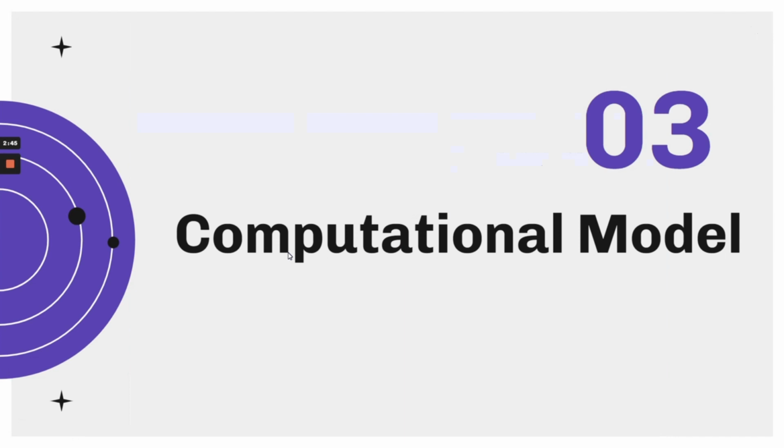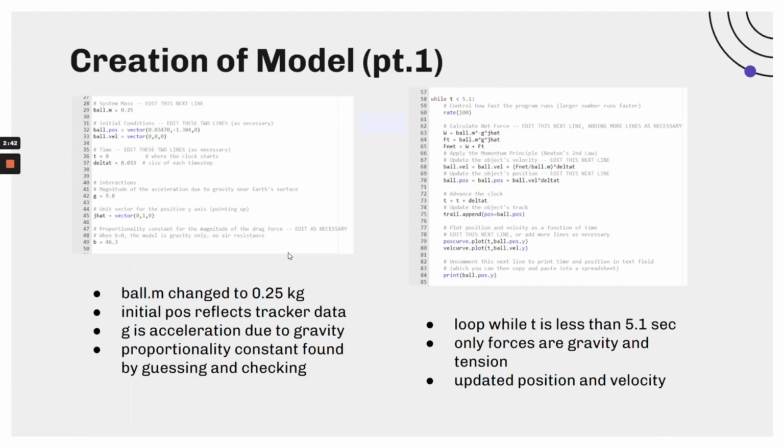Going into the computational model based off of that experimental model, starting with the creation of the system, the mass up here, ball.m, was changed to 0.25 kilograms, the actual mass of the slinky. The ball position was changed to the initial position of the bottom of the slinky found from the tracker video. The g here is just the magnitude of the acceleration due to gravity, and the proportionality constant down here for the drag force was found by guessing and checking the computational model against the experimental tracker data.